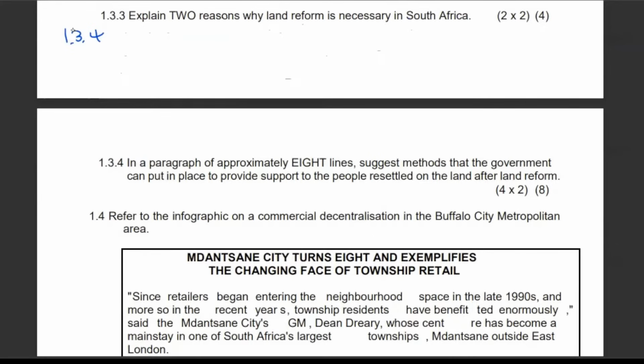There must be measures put in place. Government must put measures to ensure redistributed land is used productively.